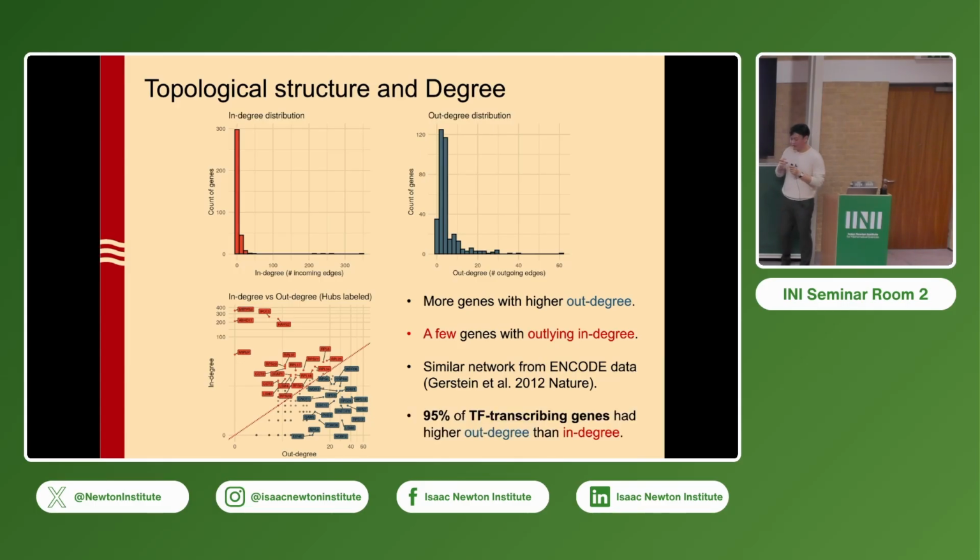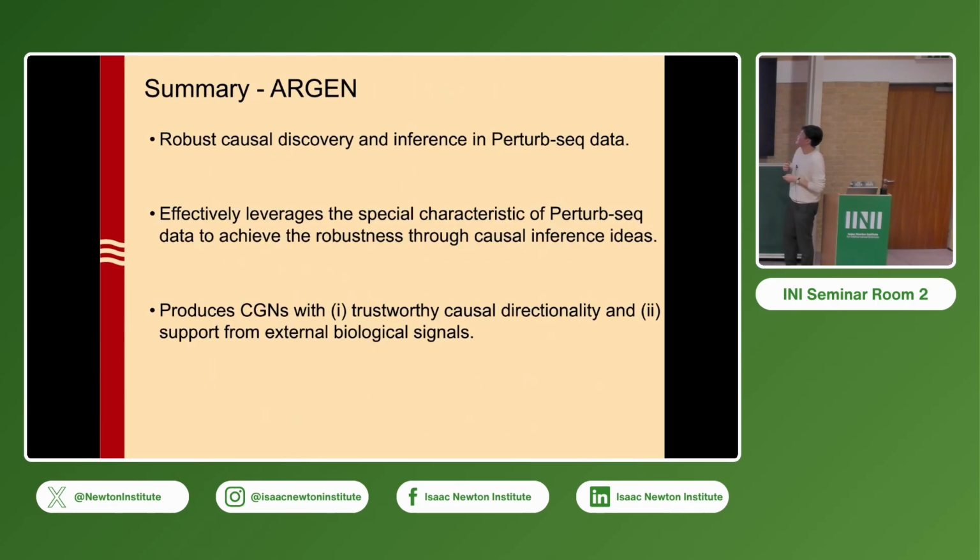And I mentioned that there's a protein called a transcription factor. So if this gene that generates a transcription factor exists in the DAG, it is likely that this gene has more child genes or descendant genes. It turned out like 95% of the transcription factor genes had higher out-degree than in-degree, which is actually biologically making sense. Okay, so this is it for my talk.